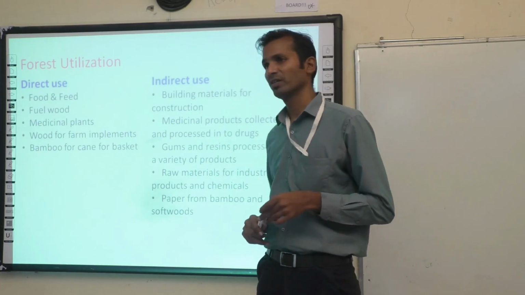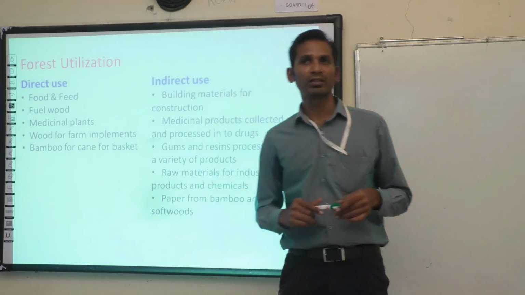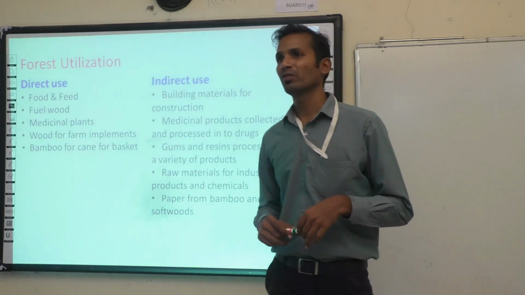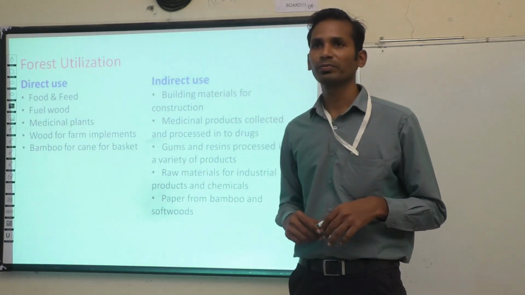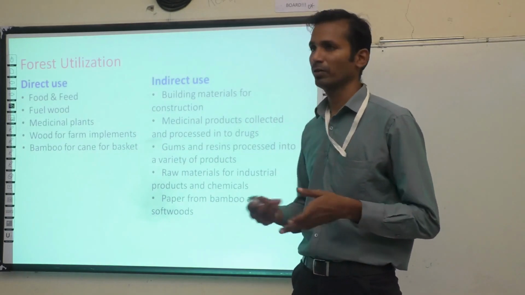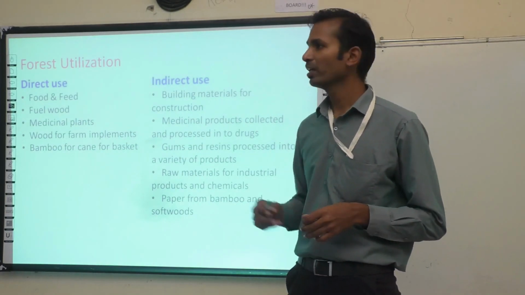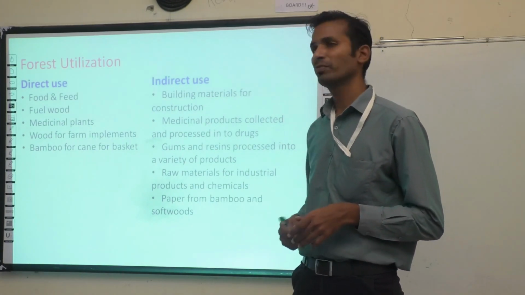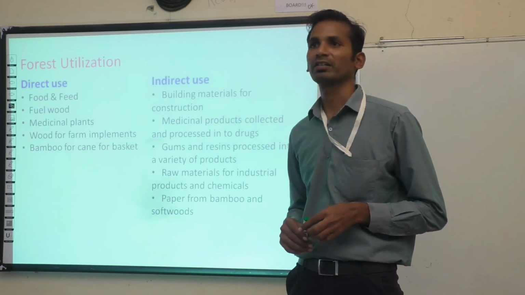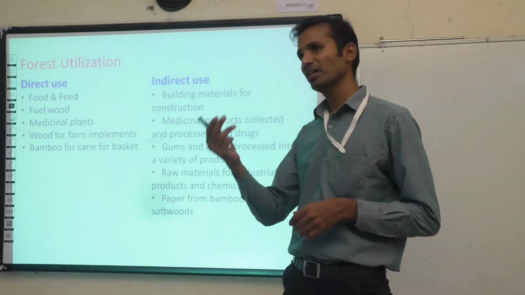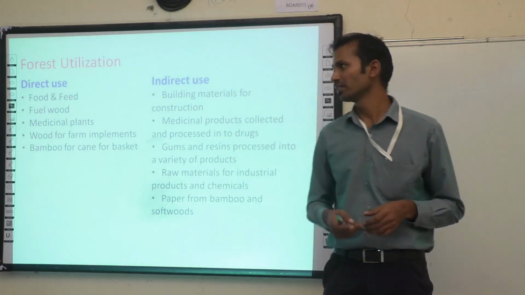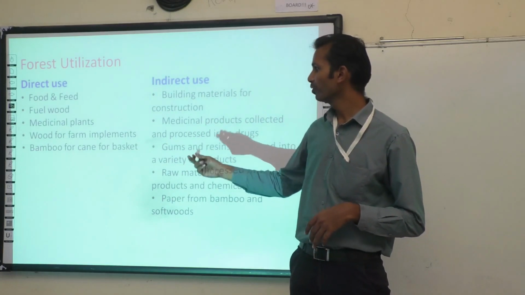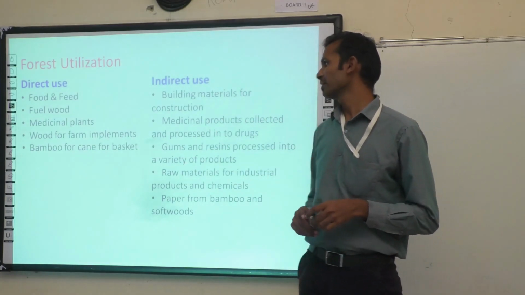Next one is fuel wood. Some of the houses don't have gas or induction stoves as we have now, so they are dependent on these woods and timbers for the preparation of food. Those people will burn these woods for their fuel. Then medicinal plants: in the forest you can find n number of medicinal plants which can be directly taken, which will cure some diseases. So these are considered direct use, along with wood from forests, and bamboo for baskets.